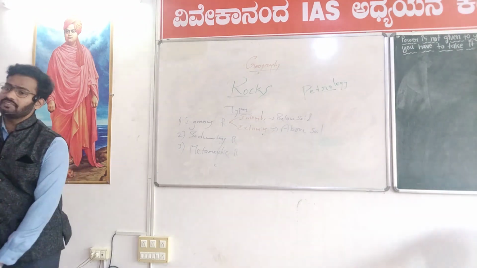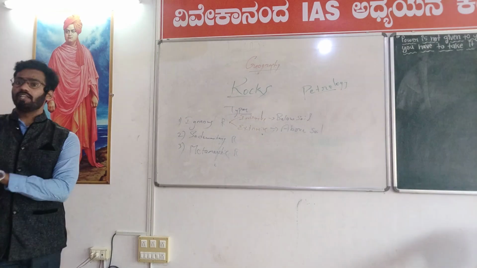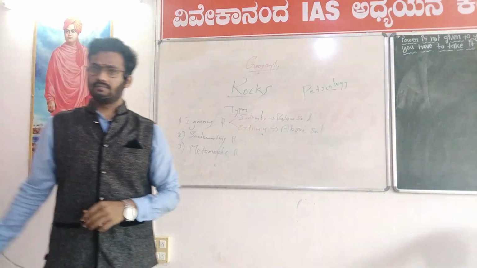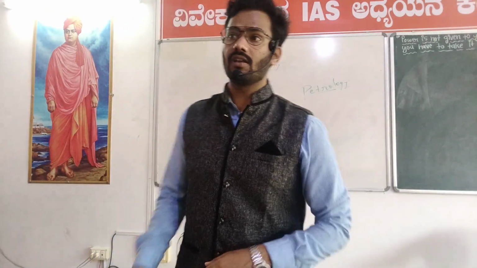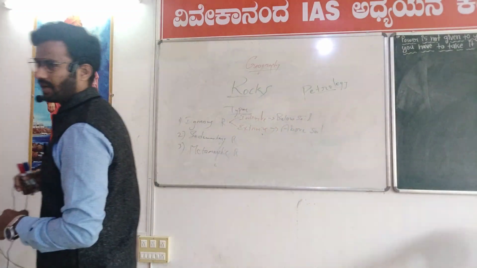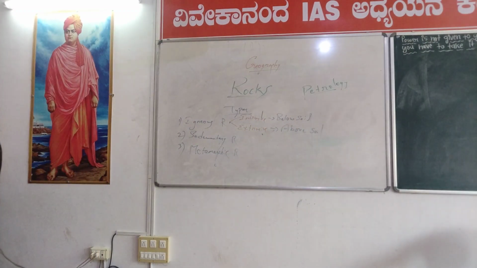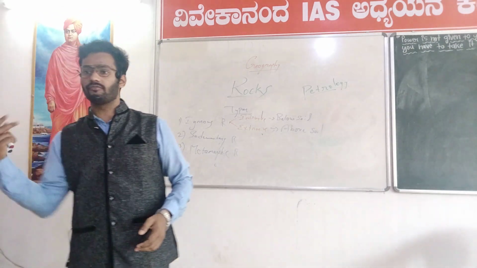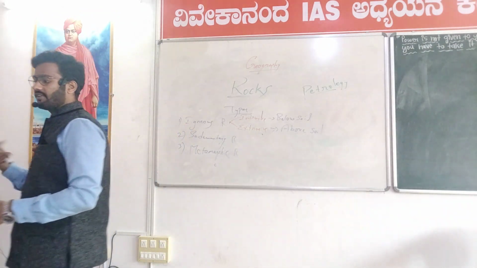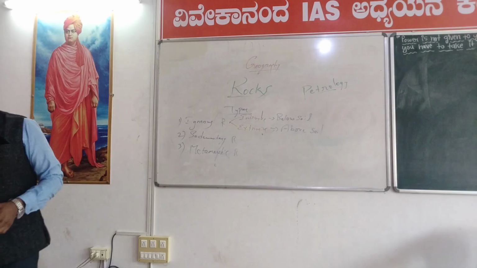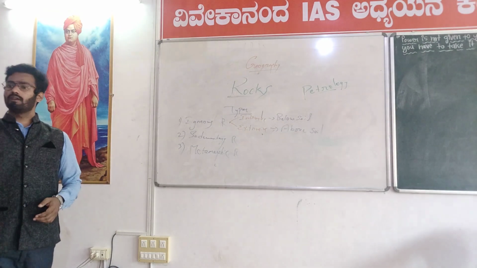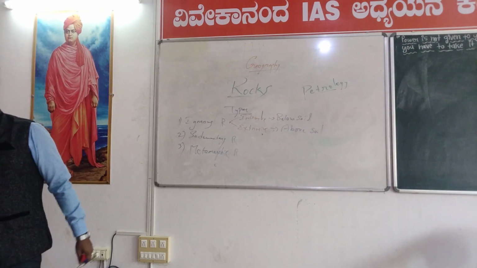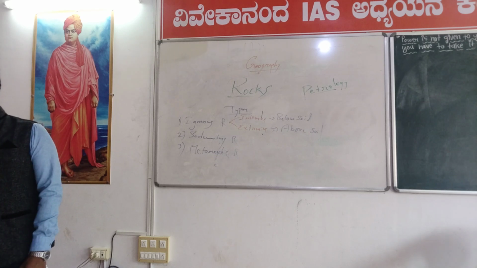And which one is rich in mineral? Intrusive rocks are rich in minerals. Extrusive rocks are comparatively less rich, because once the lava comes out, the minerals are weathered out because of precipitation and wind. So intrusive is rich in minerals; outside, comparatively less. And what are the examples for intrusive?